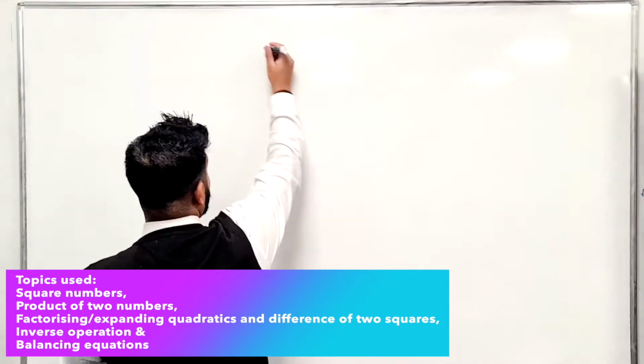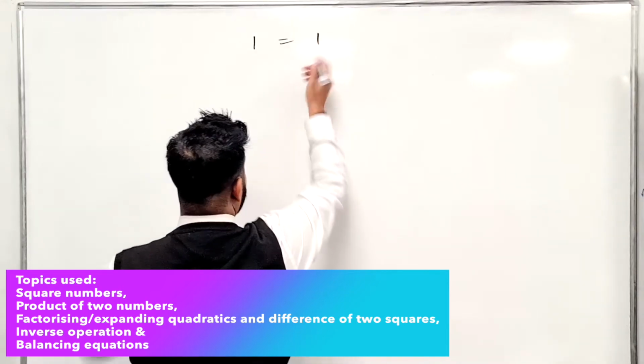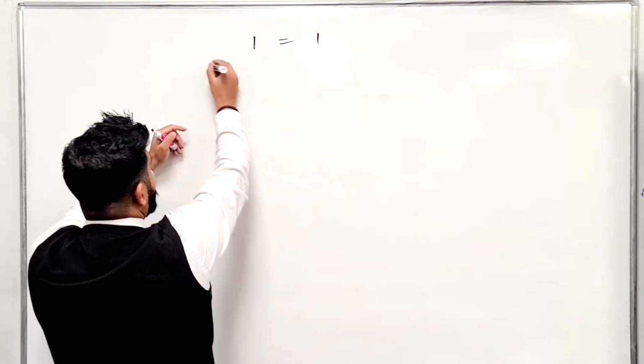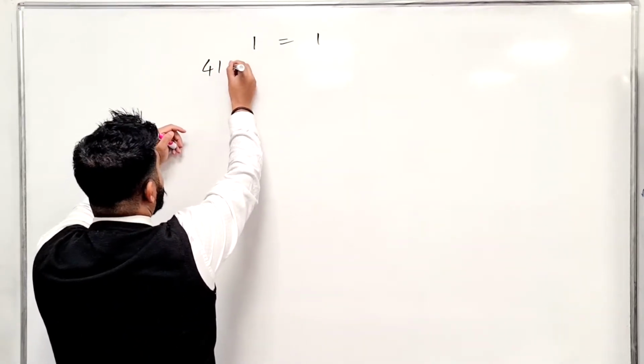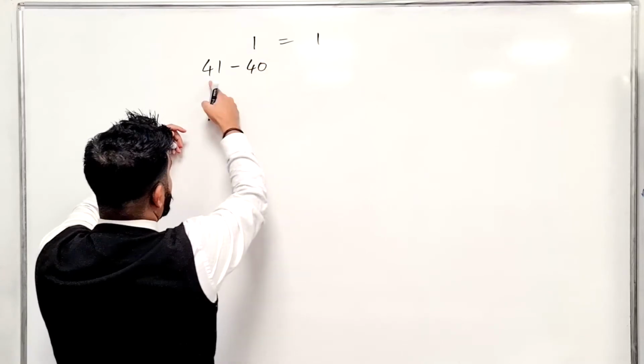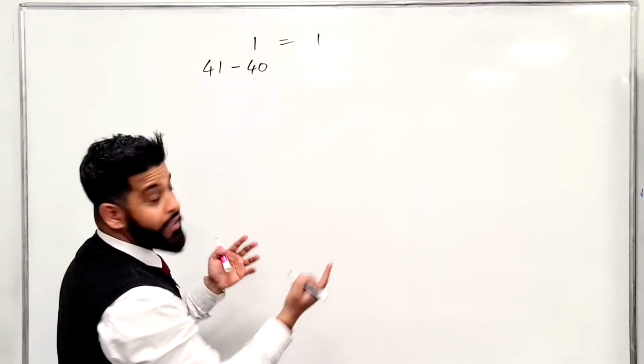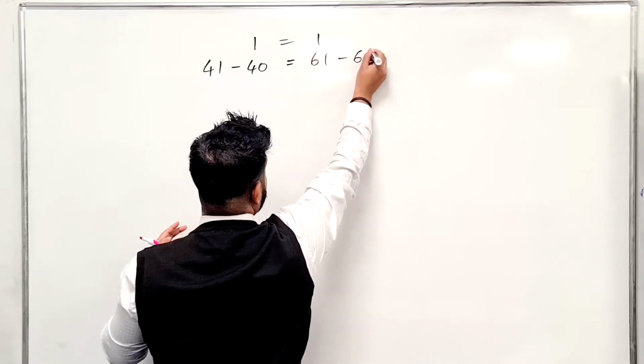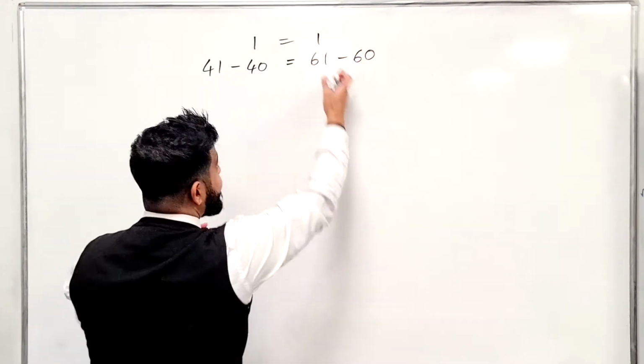In this one, I'm going to be showing you how 1 plus 1 is equal to 3. To start with, we are going to write down 1 is equal to 1, because that's a fact. And then we are going to rewrite this part. We're going to write 41 minus 40, because 41 minus 40 is 1. And on the other side, we are going to do the same, but with 61 minus 60, because 61 minus 60 is 1.